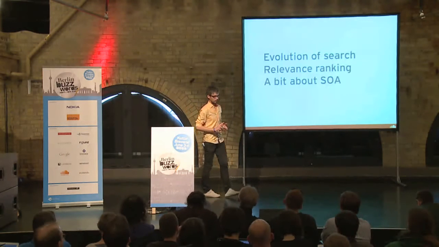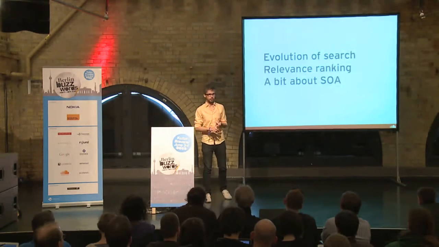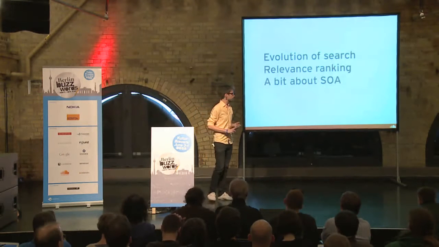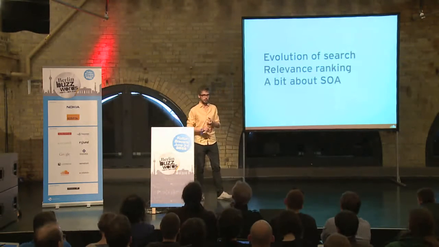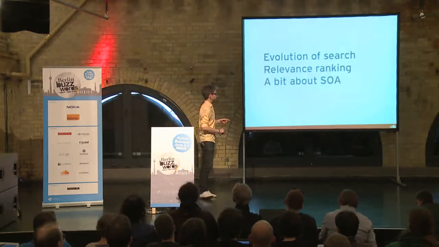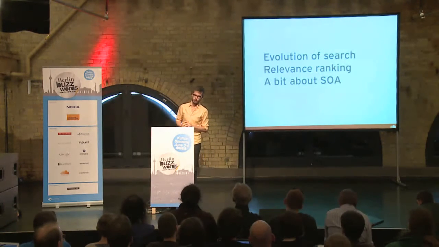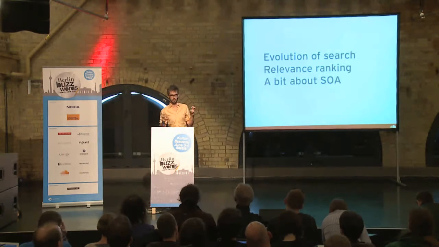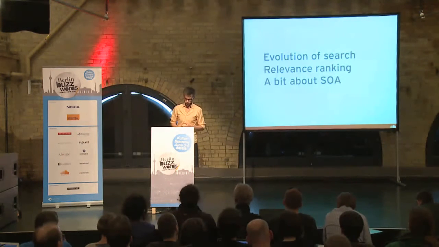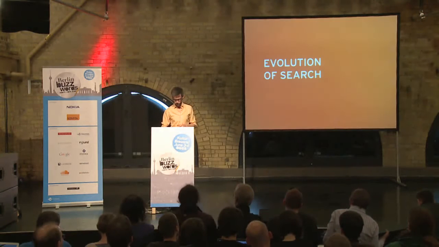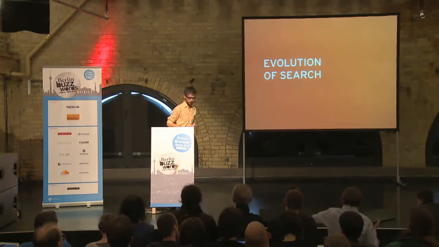First, I'm going to talk a bit about our search product, how it evolved from the early days to where it is today. I'm going to talk about the components of that search product, including specifically how we do relevance ranking. And at the end, I'm going to talk a bit about our service-oriented architecture and why I think it's good. Okay, so starting, the evolution of search.